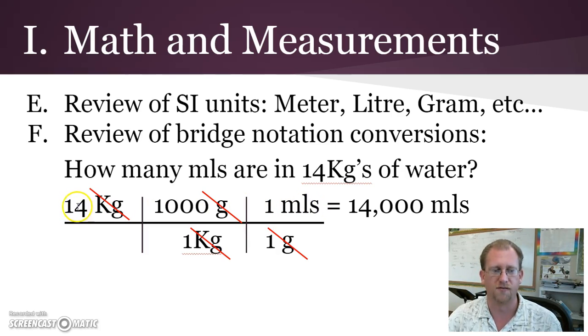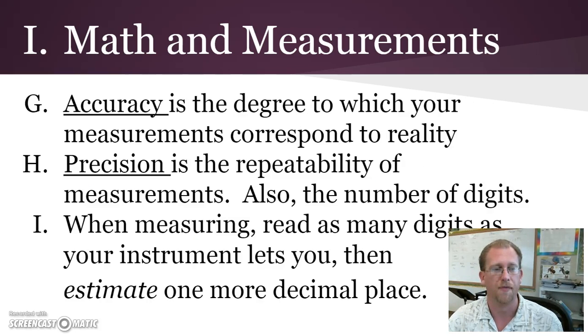And I multiply across 14 times 1,000 times 1. And then I multiply across in my denominator, 1 times 1. So 14,000 divided by 1 is 14,000. There would be 14,000 milliliters in 14 kilograms of water. That's a very simple example, but you understand the point. We did this a ton in chemistry. It is still with you. You still need to know how to do it, okay? There is some review in Chapter 2 if you need help with that, or feel free to stop me anytime during class and I'll help you with it, okay?